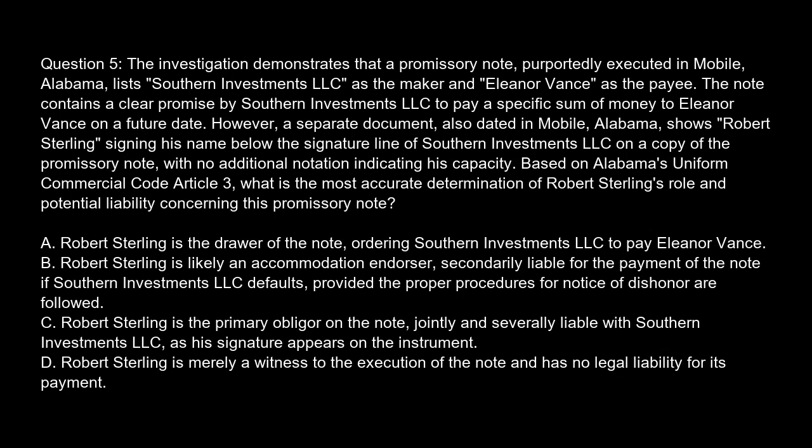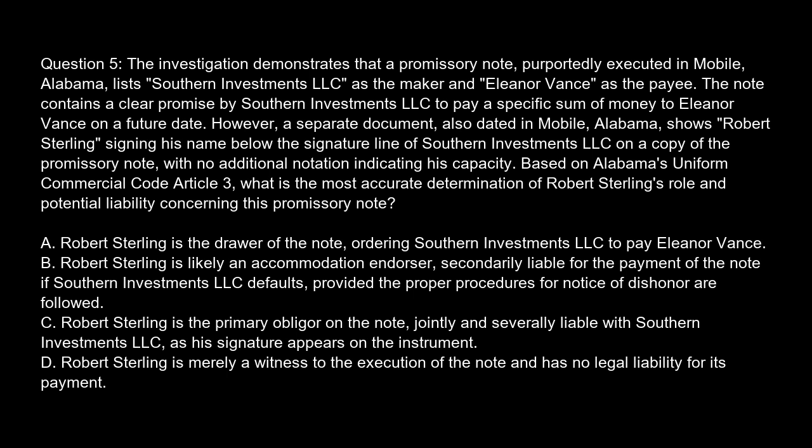Question 5. The investigation demonstrates that a promissory note, purportedly executed in Mobile, Alabama, lists Southern Investments LLC as the maker and Alina Vance as the payee. The note contains a clear promise by Southern Investments LLC to pay a specific sum of money to Alina Vance on a future date. However, a separate document, also dated in Mobile, Alabama, shows Robert Sterling signing his name below the signature line of Southern Investments LLC on a copy of the promissory note, with no additional notation indicating his capacity. Based on Alabama's Uniform Commercial Code Article 3, what is the most accurate determination of Robert Sterling's role and potential liability concerning this promissory note?